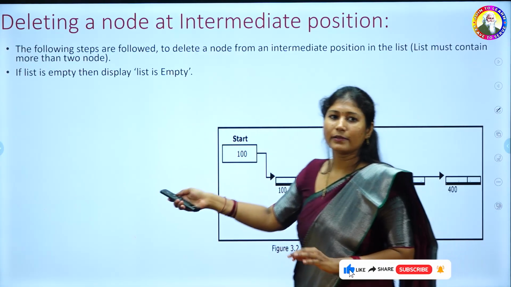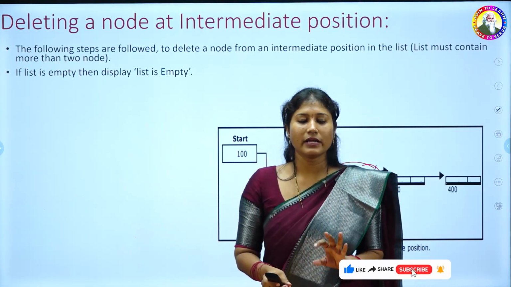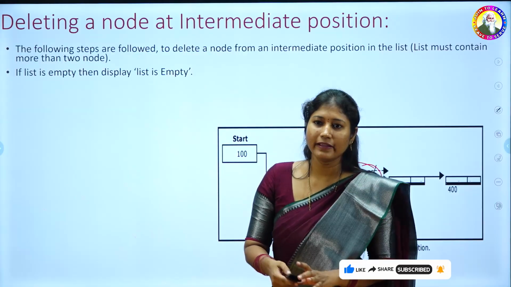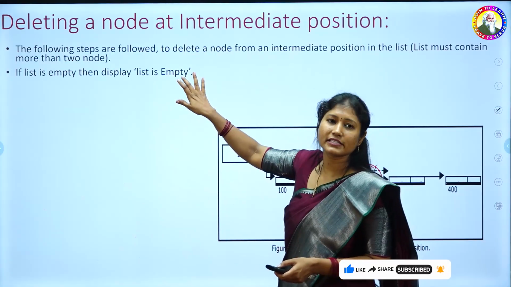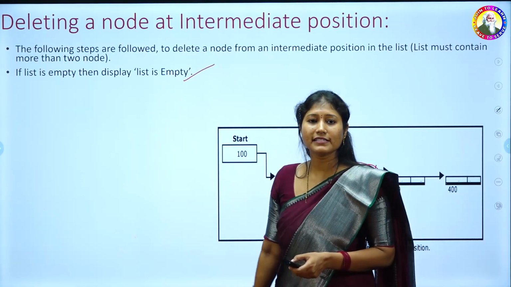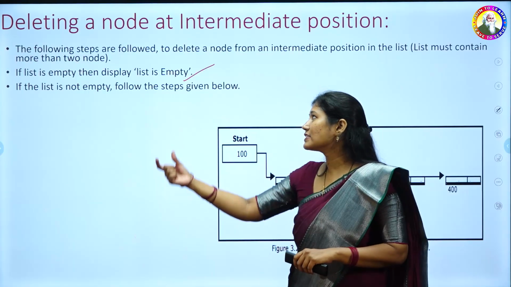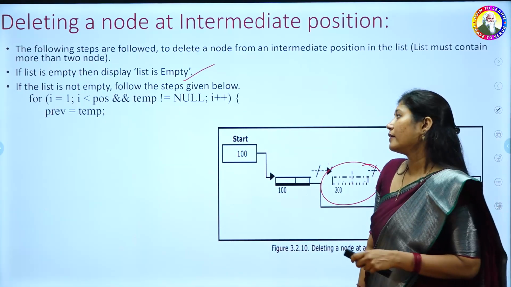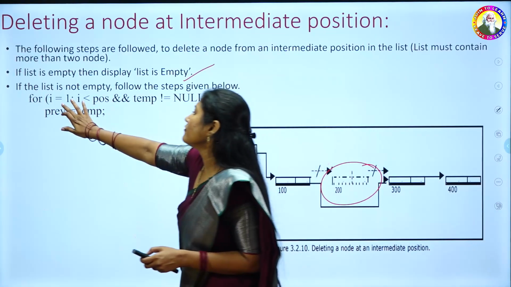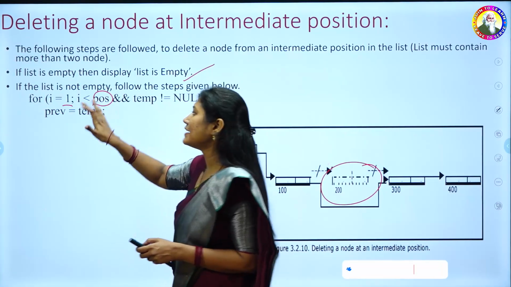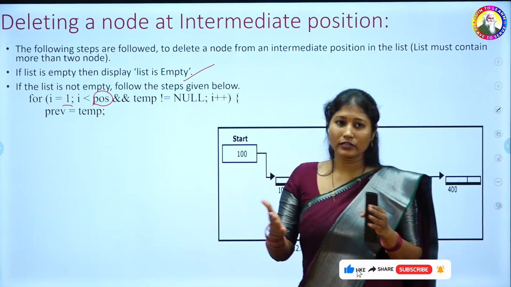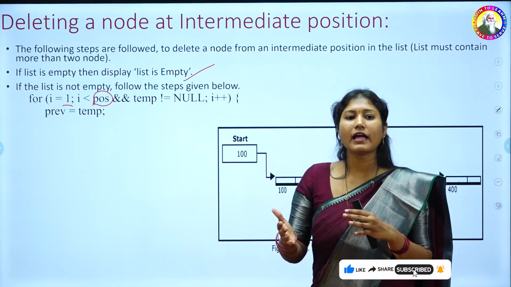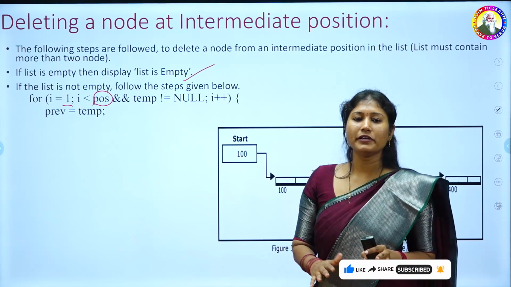Just we will see the algorithm. Till now, we have seen the logic. But how the algorithm should be means, here you need to say that if the list is empty, then it should display that the list is empty. Or else, if the list is not empty, we have to follow that logic. What is that logic? I need to rotate from the first position till less than that position, and here we require 2 pointers, that is a temp pointer as well as a previous pointer.